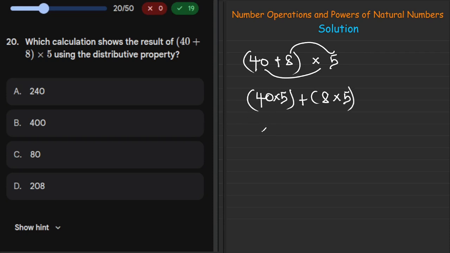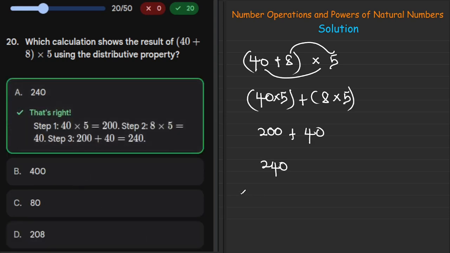40 times 5 gives us 200. Then we have 8 times 5, which also gives us 40. If we are to add these two, we have what? 240. That is A. Very simple.